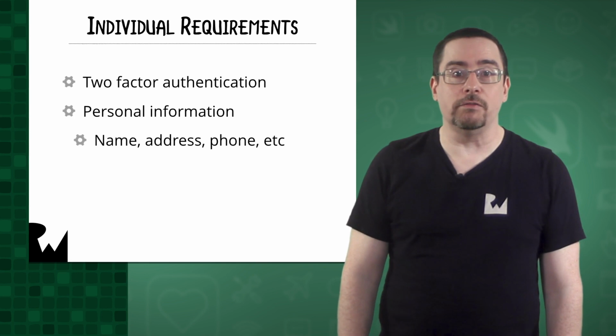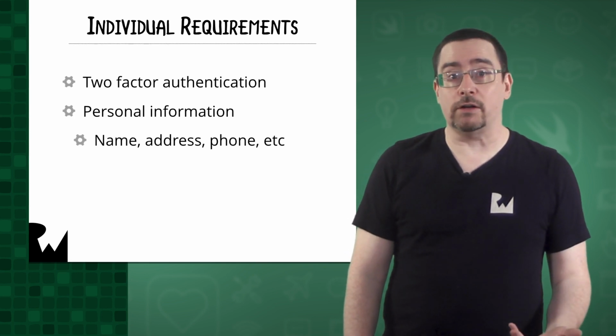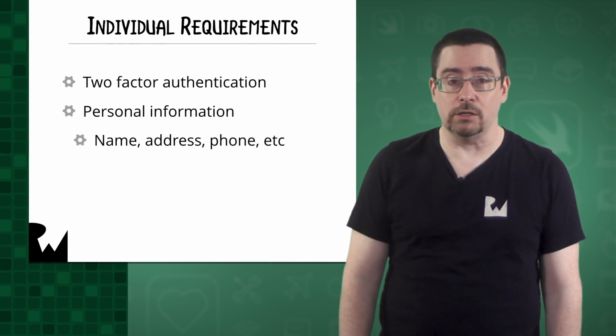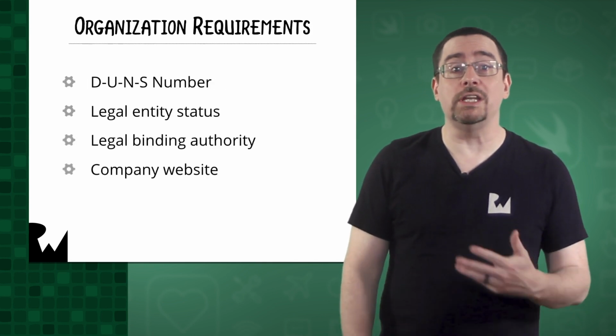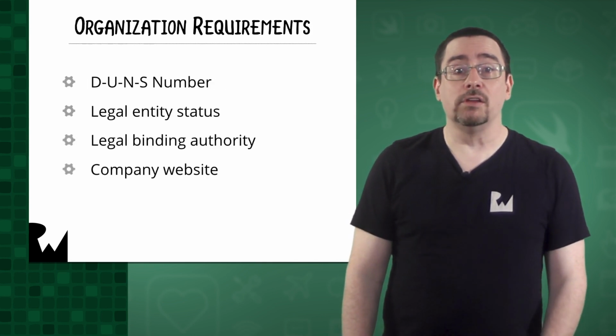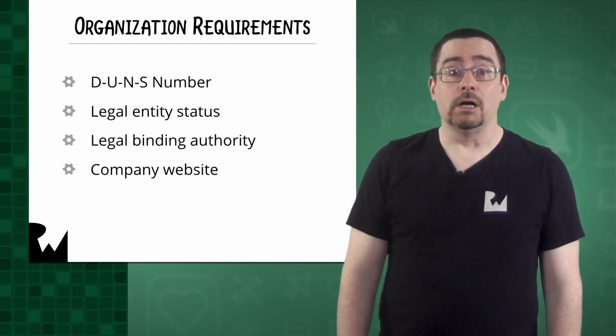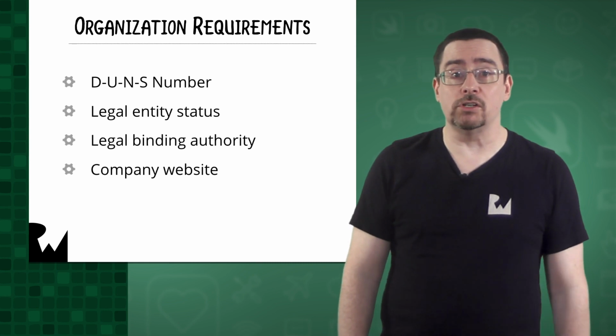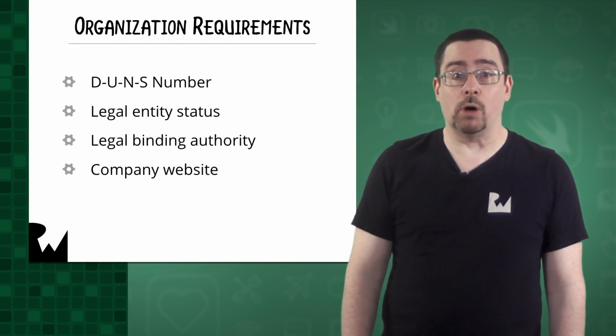For enrolling as an individual, you need to enable two-factor authentication for your Apple account as well as provide some personal information. Now, as an organization, you need some additional requirements, such as a DUNS number, a legal entity status, and some other requirements. For more information, check out the enrollment requirements.